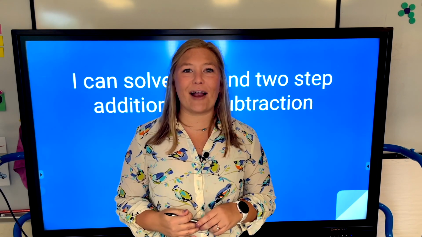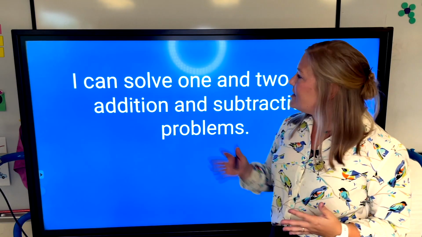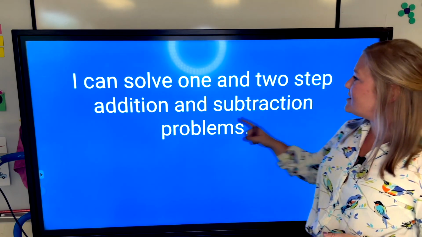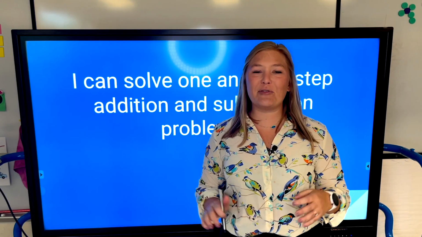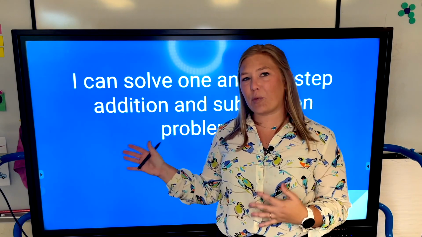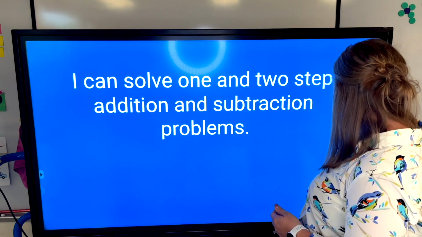First, we have our I can statement. And our I can statement says, I can solve 1- and 2-step addition and subtraction problems. So we're going to be doing exactly that today. Let's break apart the I can statement a little bit just to make it a little bit easier.